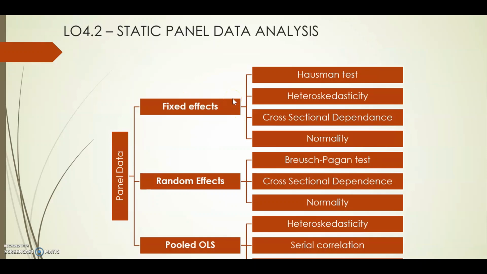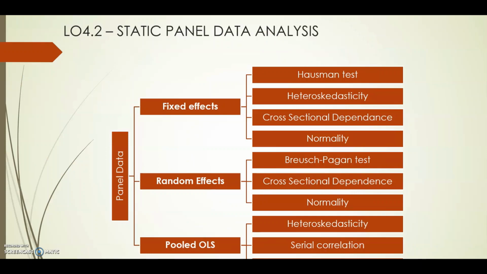In the fixed effects model, we have a variety of tests that we can conduct to identify the validity of our findings. For example, we have the Hausman test, heteroscedasticity, cross-sectional dependence, and the normality test. While in the random effects, you have the Breusch-Pagan test, cross-sectional dependence, and the normality test. In the pooled OLS, just like the ordinary least squares for time series data analysis, we can conduct the heteroscedasticity, the serial correlation, as well as the normality test in order to identify the validity of our findings based on each panel data model that we have on this slide.